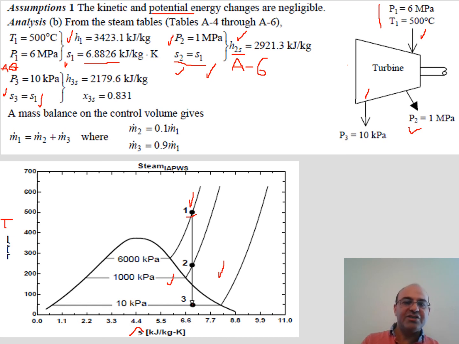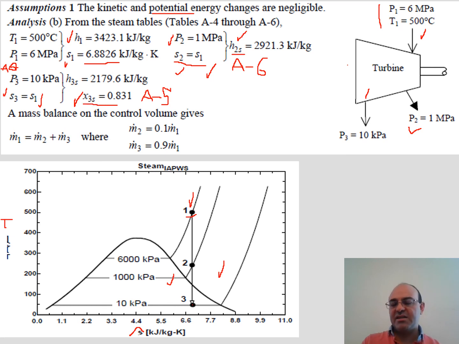So with this presumption, we go ahead and assume that it's two-phase, and therefore we use table A5, the pressure table. You need to mention that, table A5. And for this given pressure and this given entropy, you can go ahead and find H3S first. So based on entropy, S3 is equal to S1 is equal to Sf plus X3 Sfg. So first you find X3S.